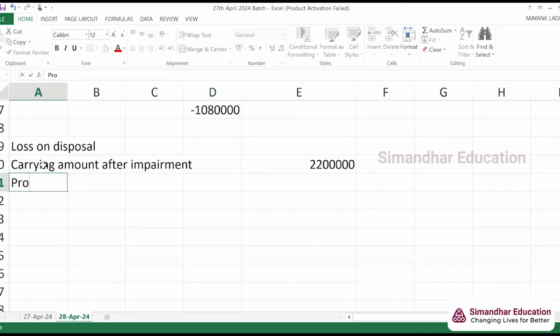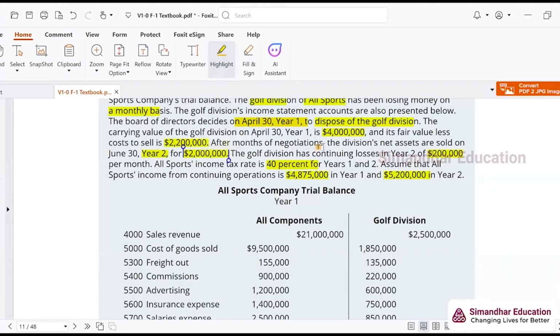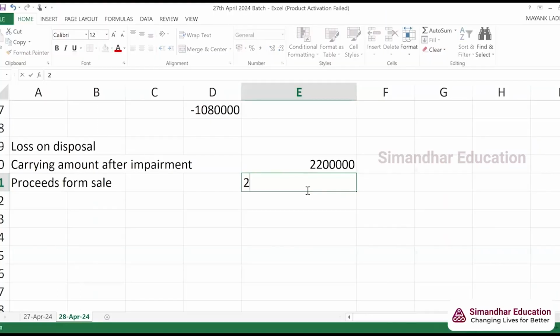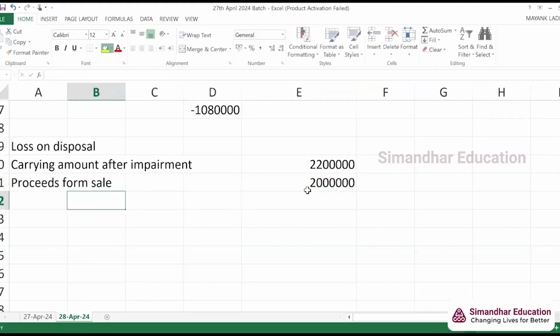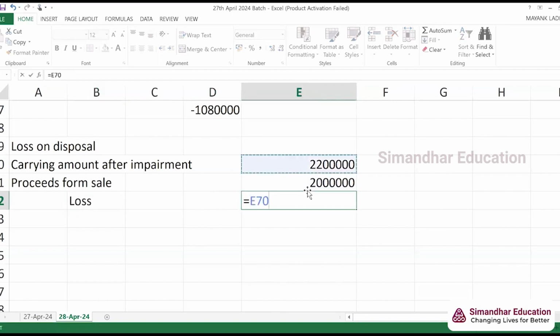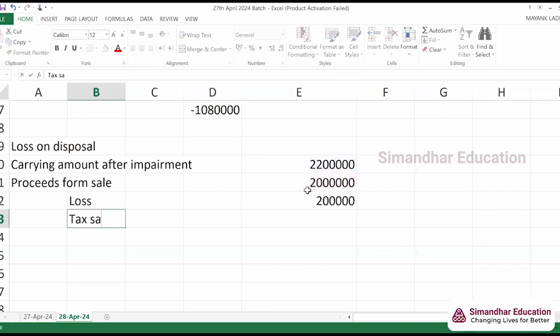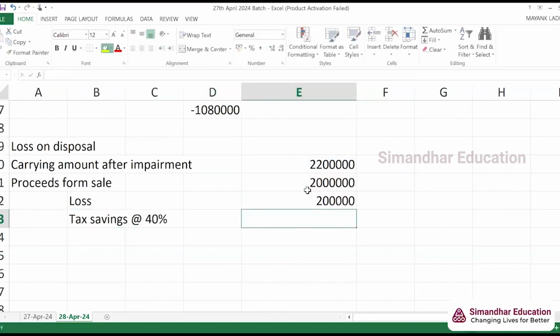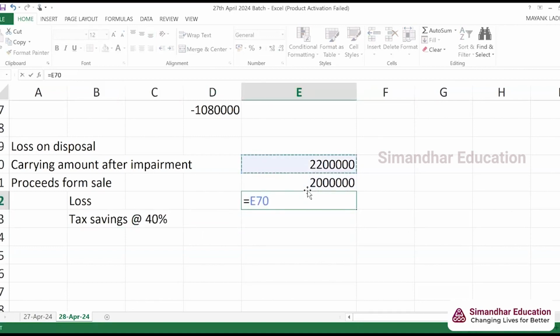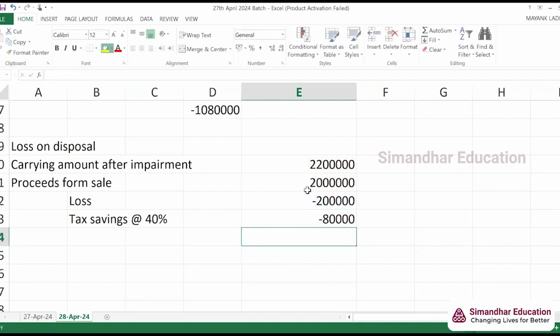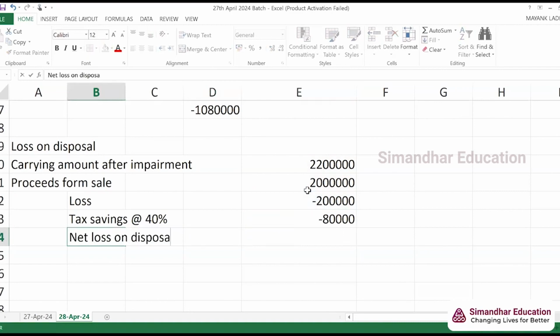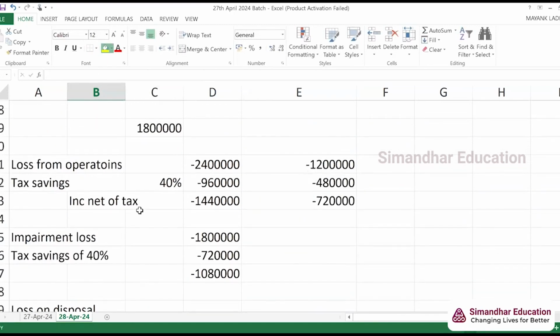Sale value or proceeds from sale, they have sold it for how much? 2 million. So my books are showing 2.2. I have sold it for 2. So there is a loss again of 200,000. On this, there is a tax savings at 40%. This into 40%, you get 80,000. Okay, so net loss on disposal is 120,000. Okay, so in the second year, you will not have impairment loss.